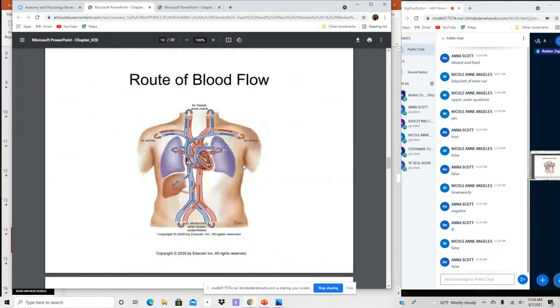So that's what this picture is showing. It's showing the route of blood flow through the body. The blue is blue because it's unoxygenated. So when it's coming from, this is the inferior vena cava. Up here is the superior vena cava. It's delivered to the right atrium, right, into the right ventricle, through the pulmonary artery, where it goes to the lungs.